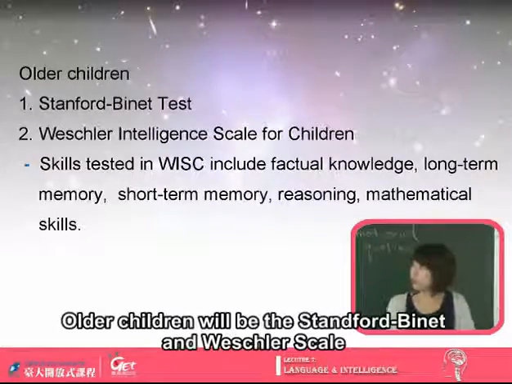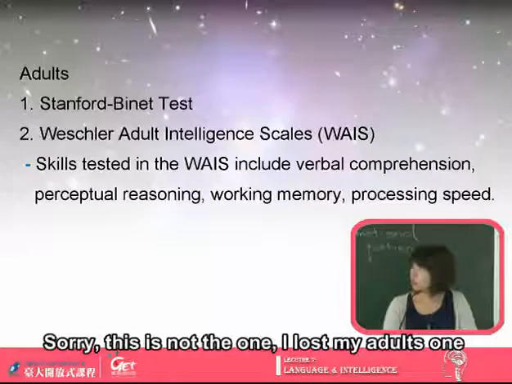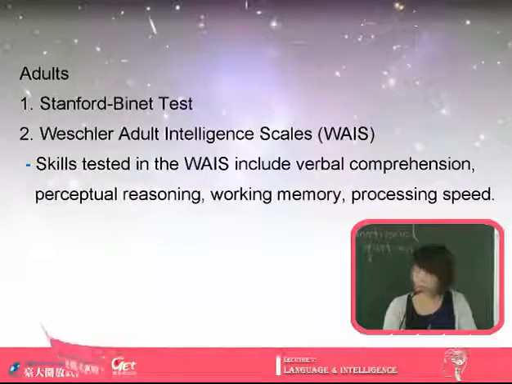Older children would be the Stanford-Binet and the Wechsler scale. And adults, sorry, this is not the one. I lost my adults one. So let's just skip this.